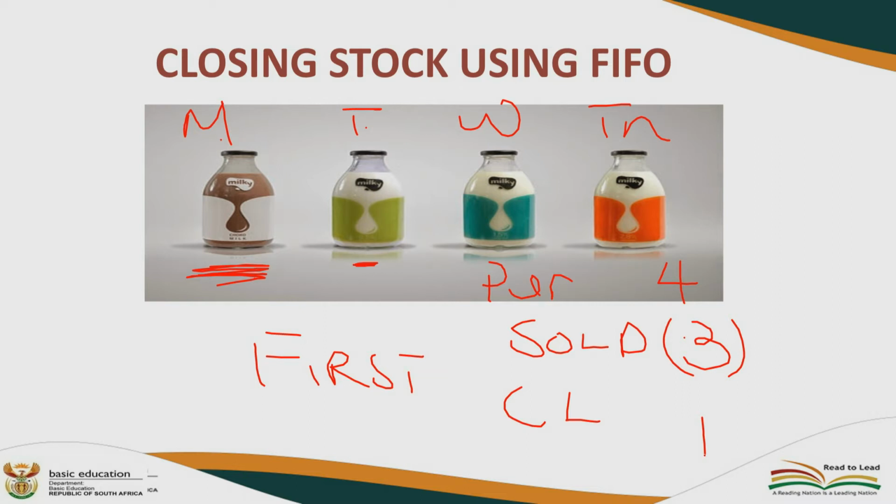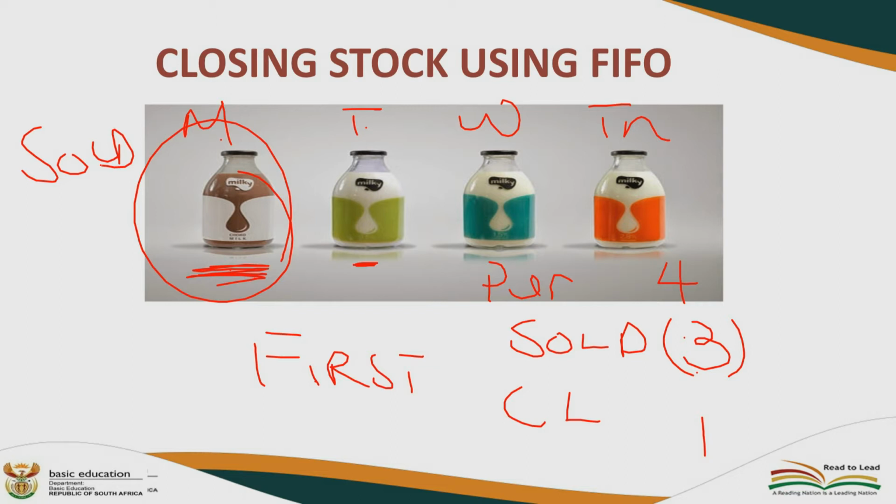Which bottle is it? Is it the brown one? Is it the green one? Is it the blue one or the orange one? This is simple now. Why? Because first in is first out. What came in first? This one. So if we sold 3, it simply means this is already sold.